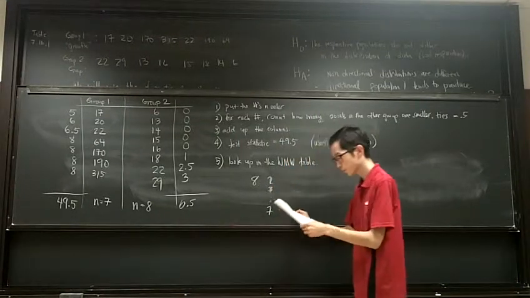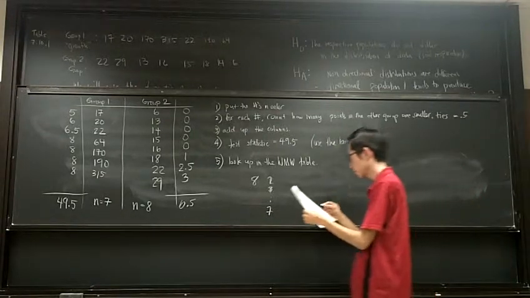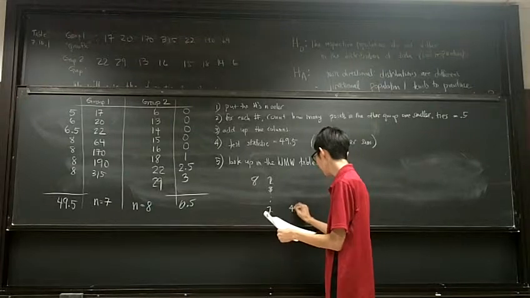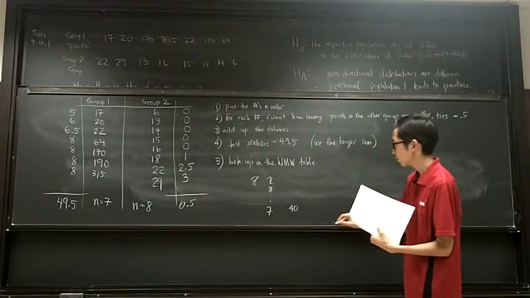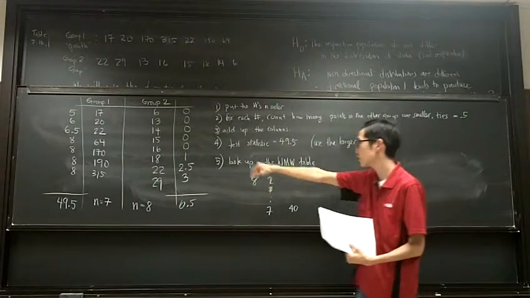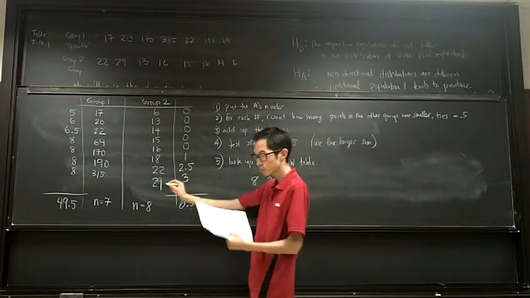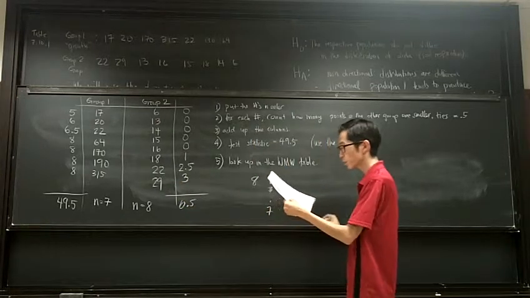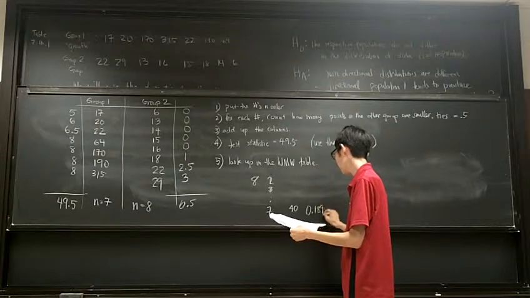So I'm in that row, okay, and this one is set up so that it gives you critical values, okay? It says, if you did this test and your critical value, or your test statistic, ended up being 40, your p-value would be 0.189, okay?